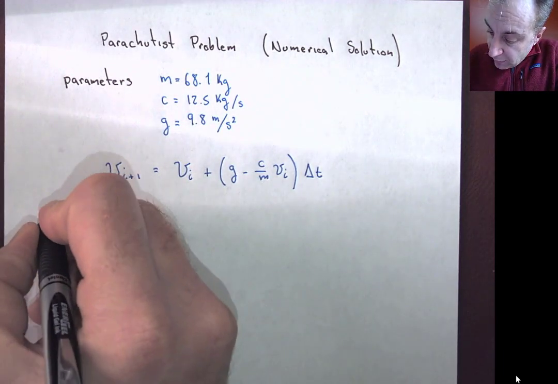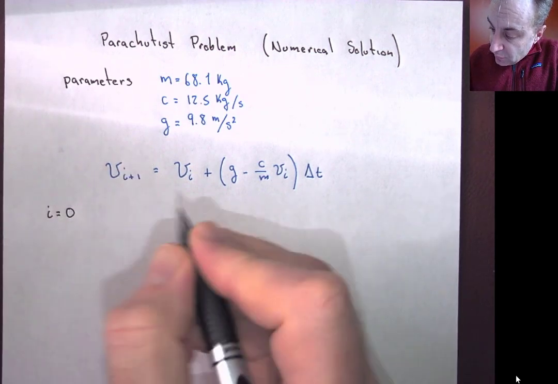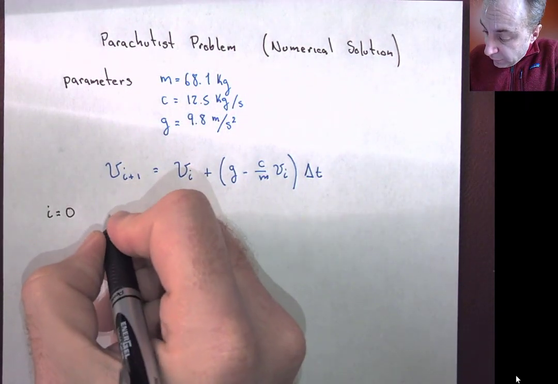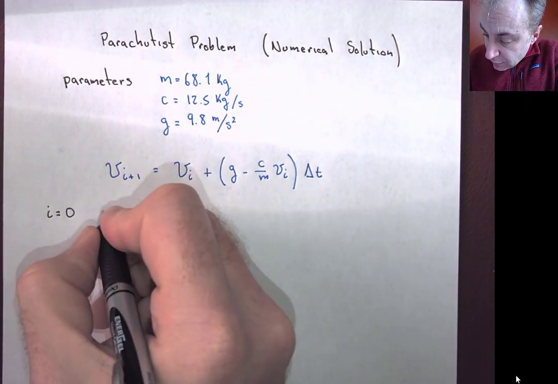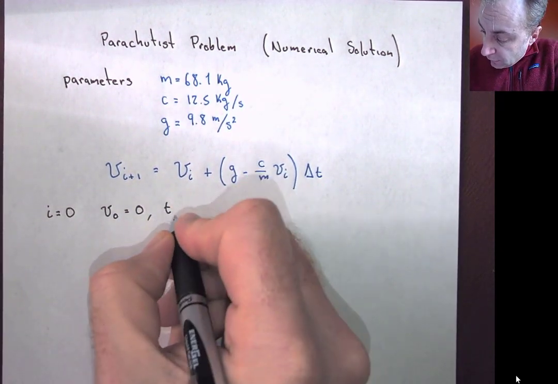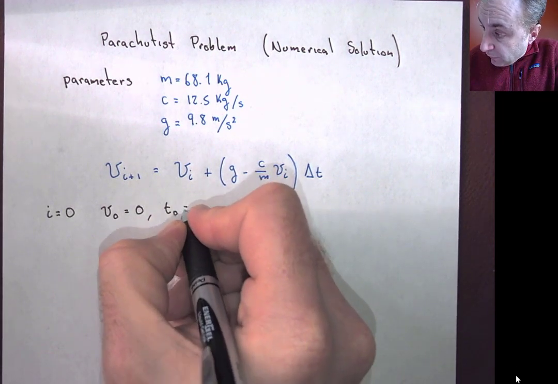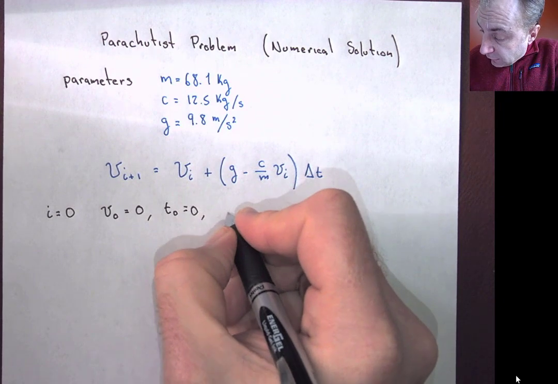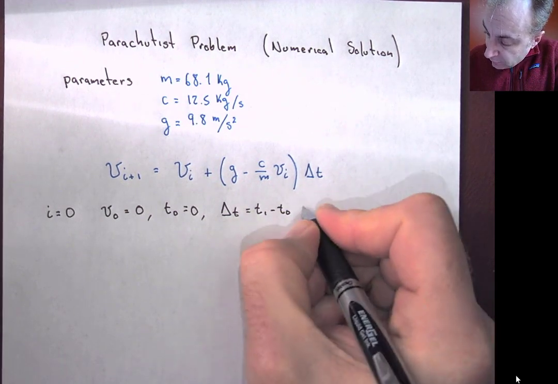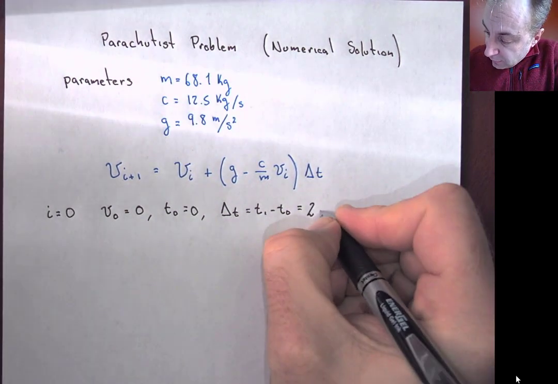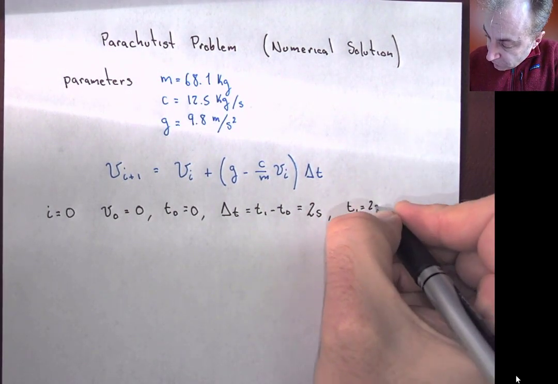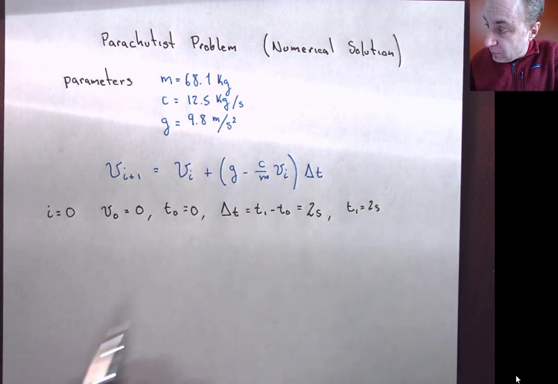Now we start with i equals 0, so it's the initial velocity, and we're going to find the velocity at the next step. So we establish the initial condition: the initial velocity is going to be 0, the initial time is going to be 0. We're going to say that delta t, which is the difference between t1 minus t0, is going to be 2 seconds, which is what the textbook used. And of course, t1 is 2 seconds, right? 2 minus 0 is 2 seconds.